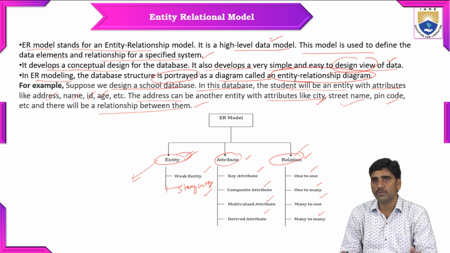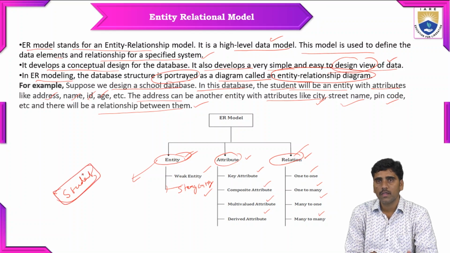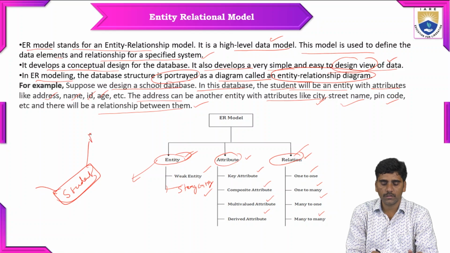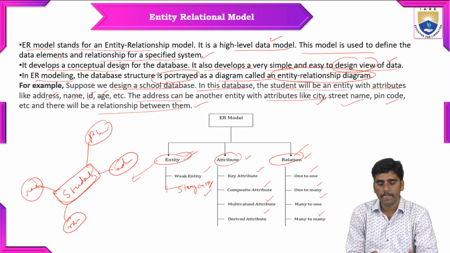And it is used for a simple and easy view of the data. So here the database structure is portrayed as an entity relationship diagram. For example, take a student. A student is an entity which contains a student number, phone number, student address, student roll number, and a student name. So here the name, phone number, address, and roll number are the different attributes.